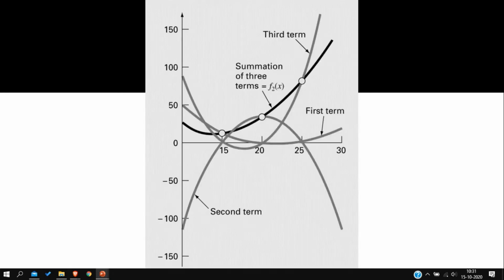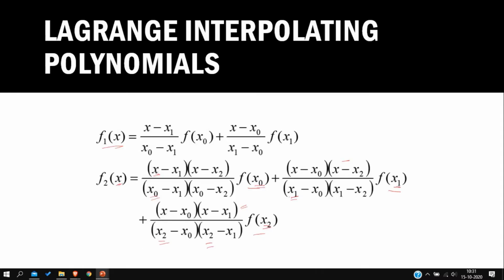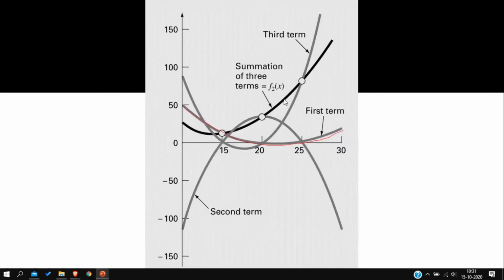Now if we represent these terms graphically, just for information, the first term will be going something like this, the second term will be like this, and the third term will be like this. This is for a specific case, not random values.